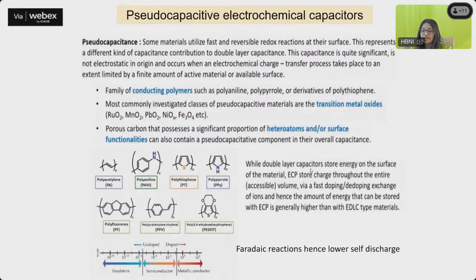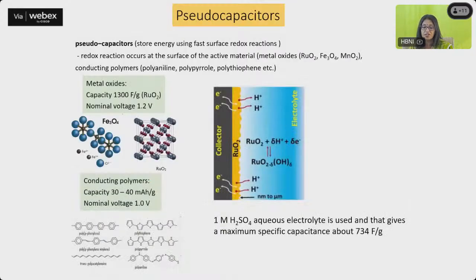So please remember that while double layer capacitors store energy on the surface of the material, these kinds of capacitors will store charge throughout the entire volume and via fast doping, de-doping exchange of ions, and hence the amount of energy that can be stored in these kinds of capacitors is generally higher than what you see in EDLC type of materials. And also the Faradaic reactions lower the self-discharge.